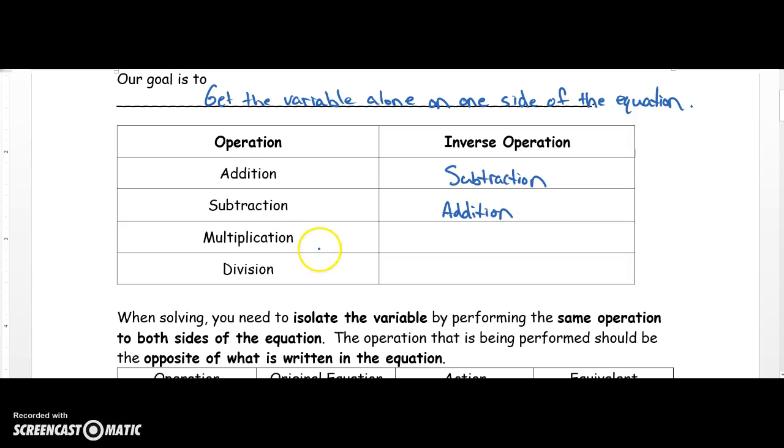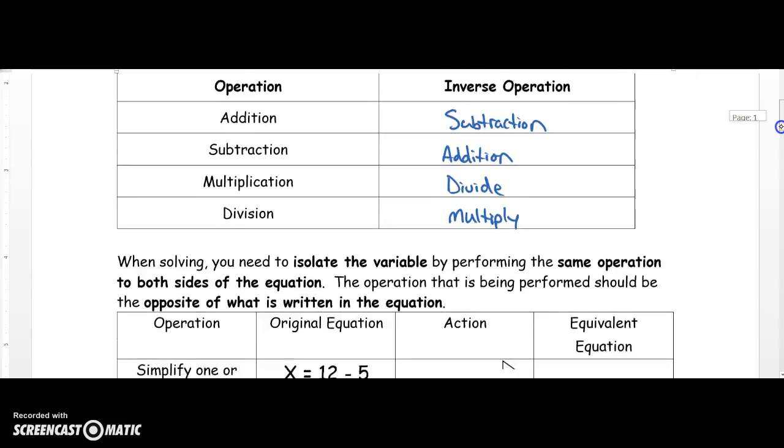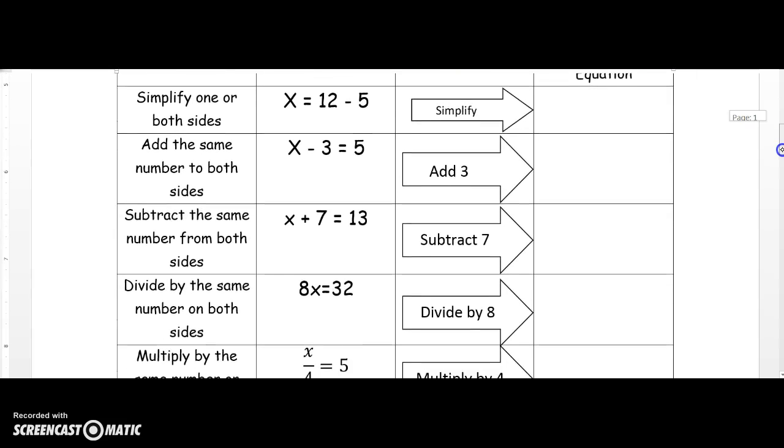So that was yesterday. Today what we are talking about is multiplication and division. In order to get the x by itself, when multiplication is shown, you are going to have to divide today. When division is shown with your variable, you are going to have to multiply today. Okay, so here we go. Let's go on and try to do some examples.